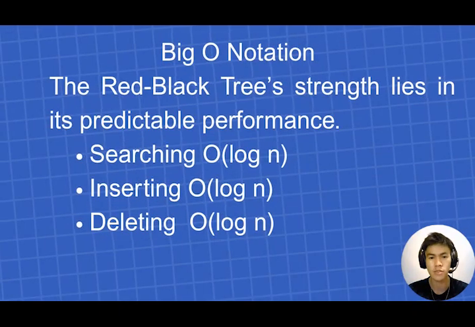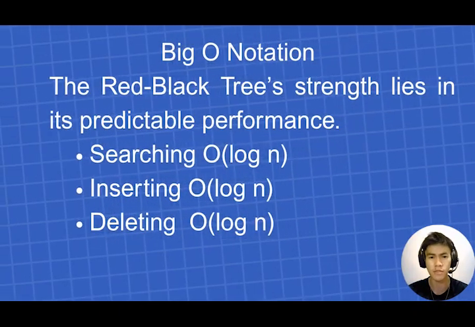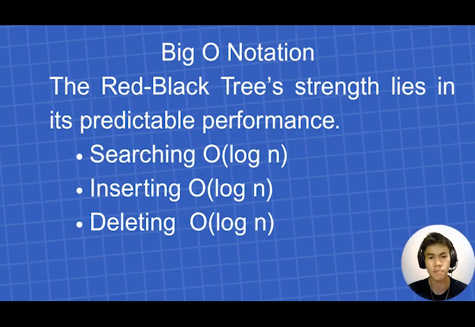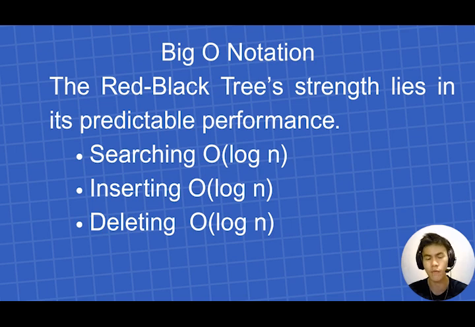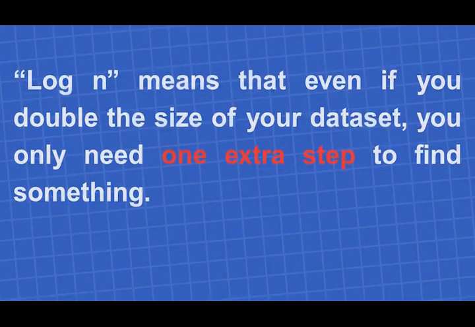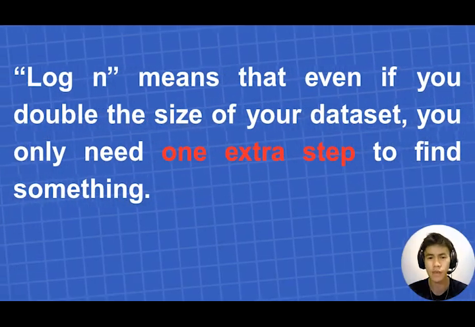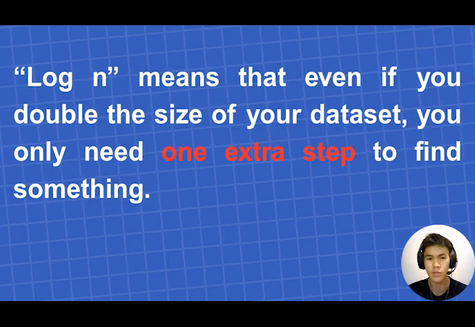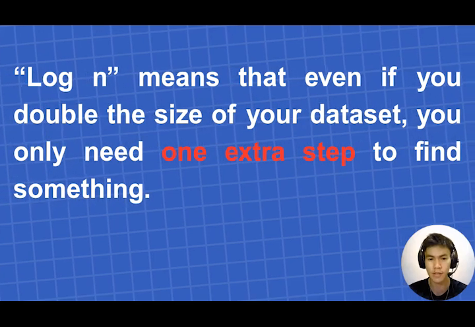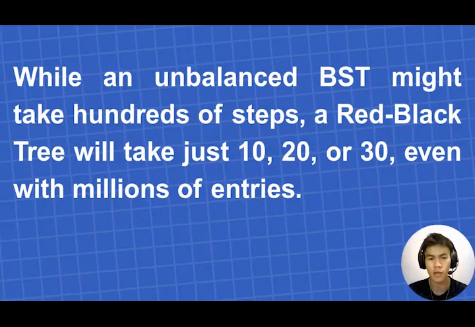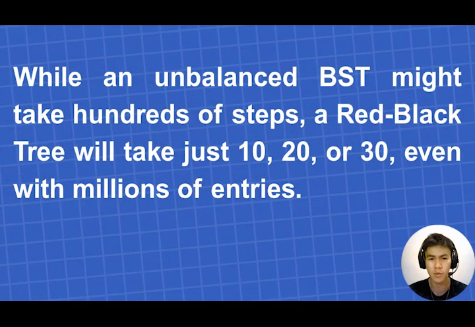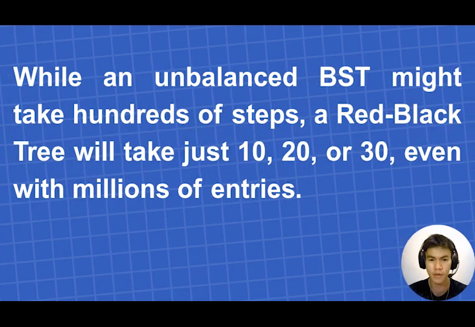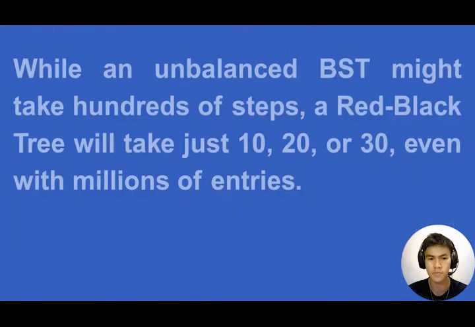The red-black tree's strength lies in its predictable performance. Searching takes O(log n). Inserting also takes O(log n). Deleting, O(log n). So, log n means that even if you double the size of your dataset, you only need one extra step to find something. While an unbalanced binary search tree might take hundreds of steps, a red-black tree will take just 10, 20, or even 30 with millions of entries.